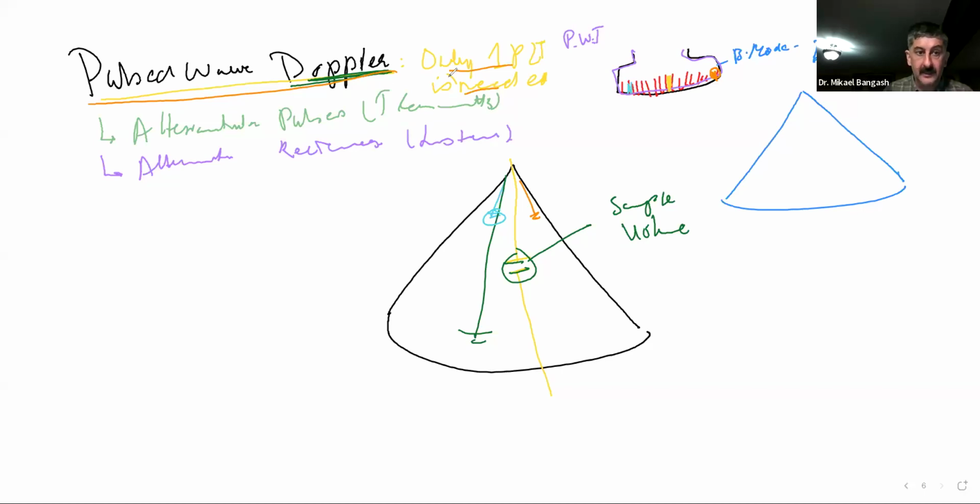But the thing here is that the reason that we call this a pulsed wave Doppler is because that Doppler is going to be recorded mainly by this single PZT, which would alternatively be on to send down a pulse, produce a pulse, and then after that.